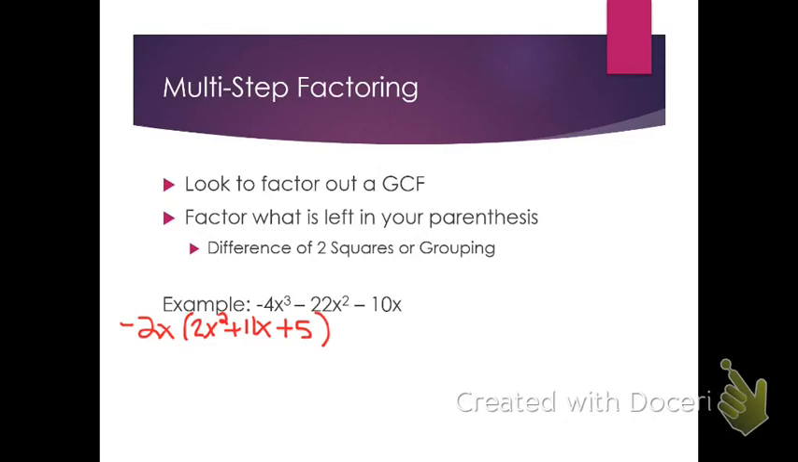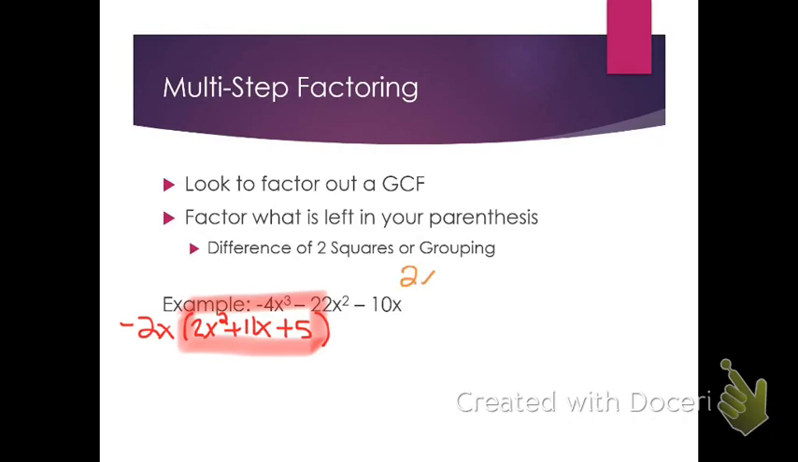Now I'm looking at the part in the parentheses, and I'm checking to see whether it's a difference of squares or a trinomial. This one's a trinomial. So I'm going to use my two numbers that multiply to AC and add up to B method. I'm going to do the work off to the side here.